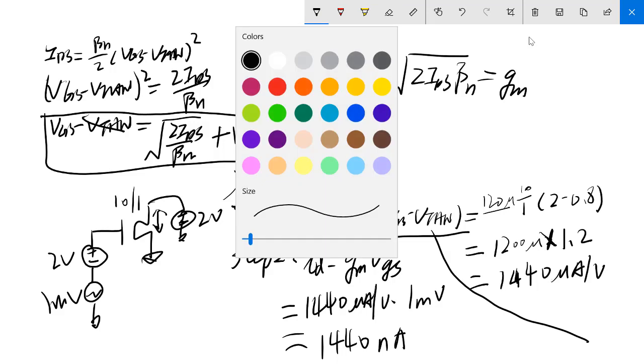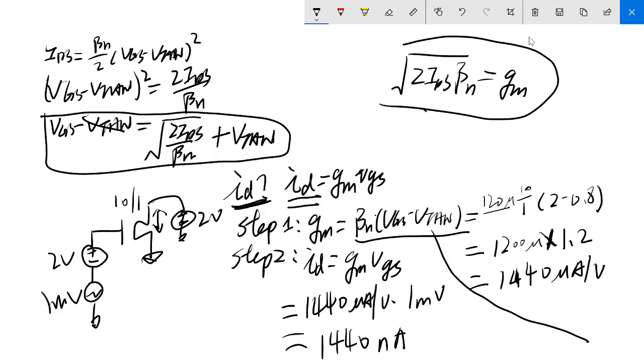Either way, you can get a GM from here, but you have to calculate IDS first. If you do not calculate IDS, you can directly calculate GM by using this equation.